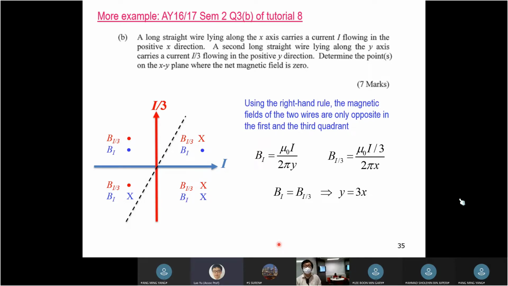Here we have two long straight wires. One lies along the X direction and carries a current I, flowing in the positive X direction. The other straight wire lies along the positive Y axis and carries a current I divided by 3, flowing in the positive Y direction. I want you to determine the trajectory of points on the XY plane where the net magnetic field is zero.